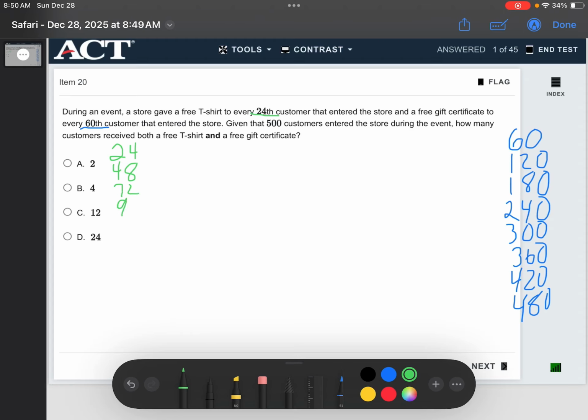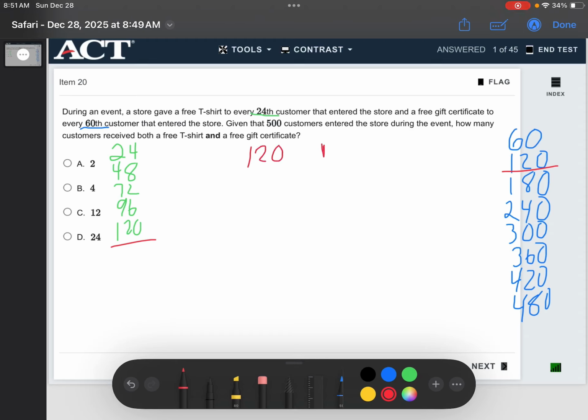So basically what I'm looking for is a common value, right? So 120, and there's my 120. What this tells me is that 24 goes into 120, and obviously 60 also goes into 120. So every 120th customer is going to get both the gift certificate and the t-shirt, right? So the 120th customer is one customer that gets both.